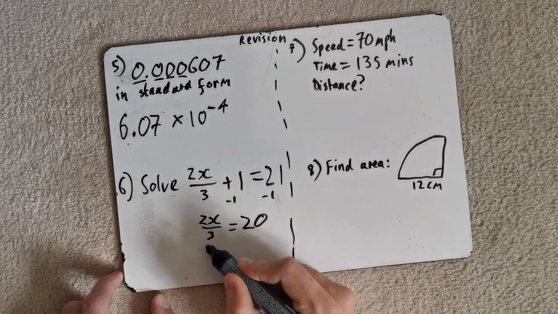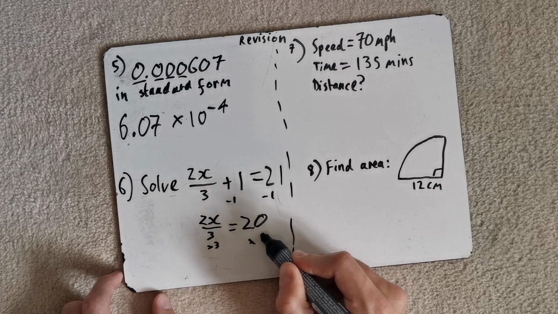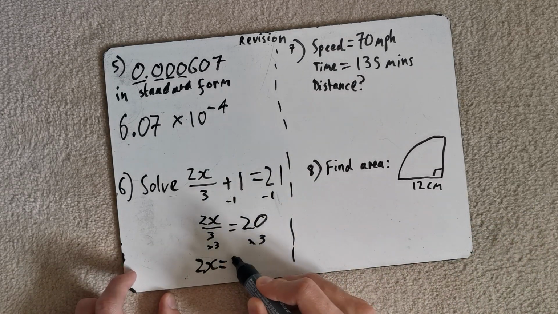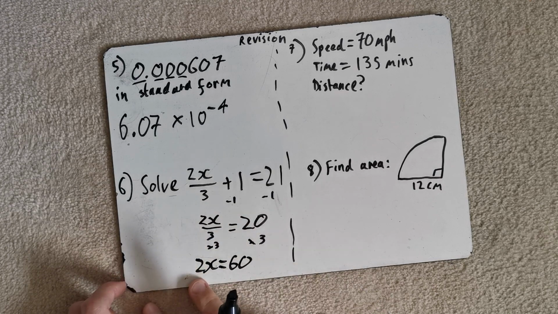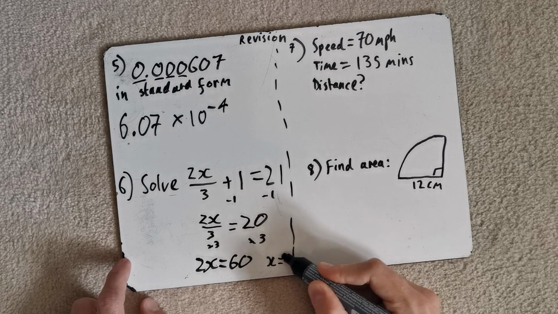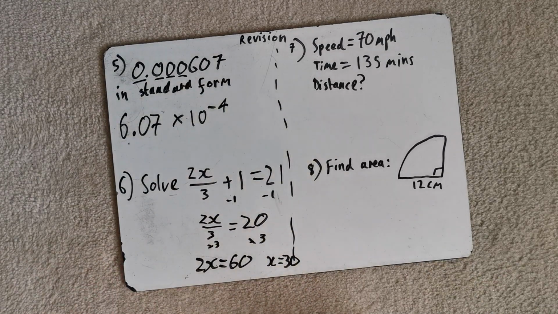That's a divide by 3. So times by 3, times by 3, we're going to get 2x equals 60. So 2 times something equals 60. Divide by 2, you're going to get x equals 30.